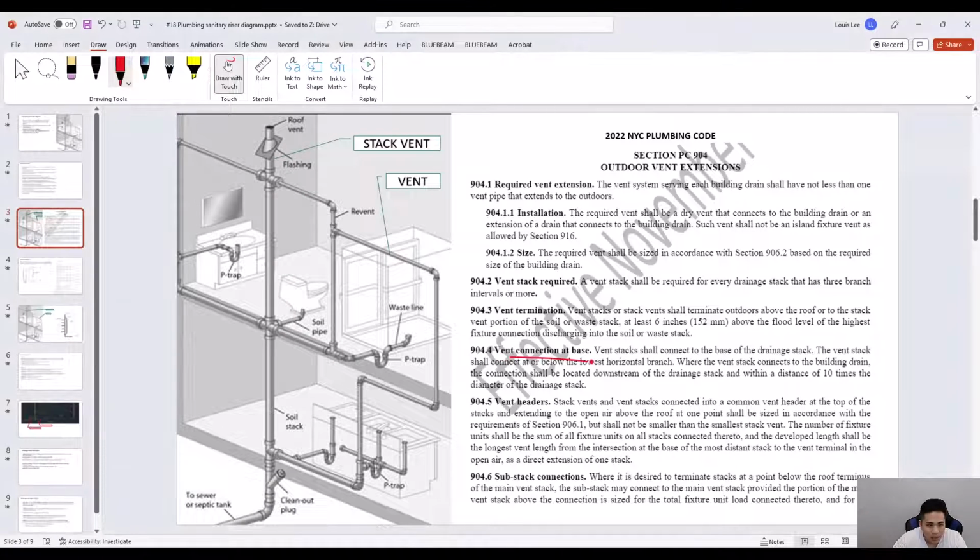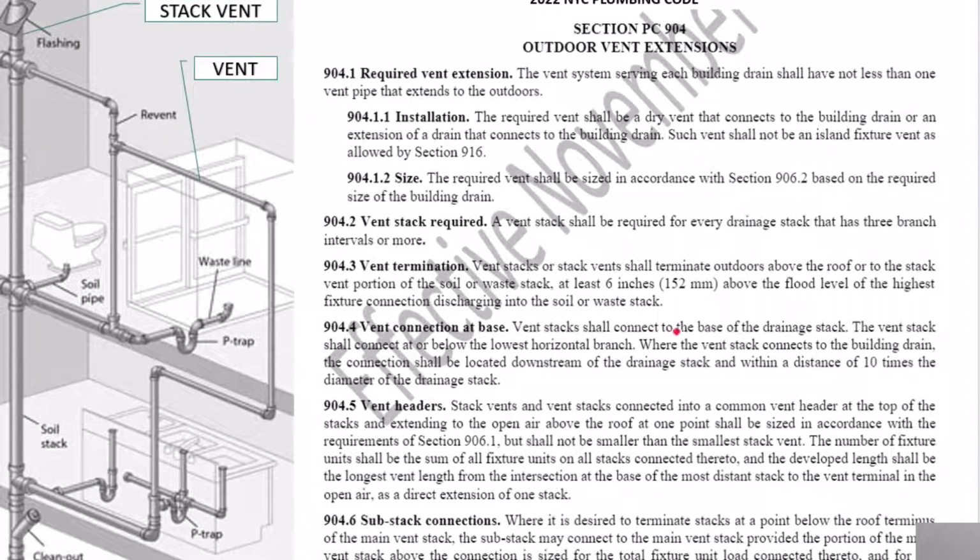Vent connection at base. Vent stacks shall connect to the base of the drainage stack. The vent stack shall connect at or below the lowest horizontal branch. Where the vent stack connects to the building drain, the connection shall be located downstream of the drainage stack and within a distance of 10 times the diameter of the drainage stack.